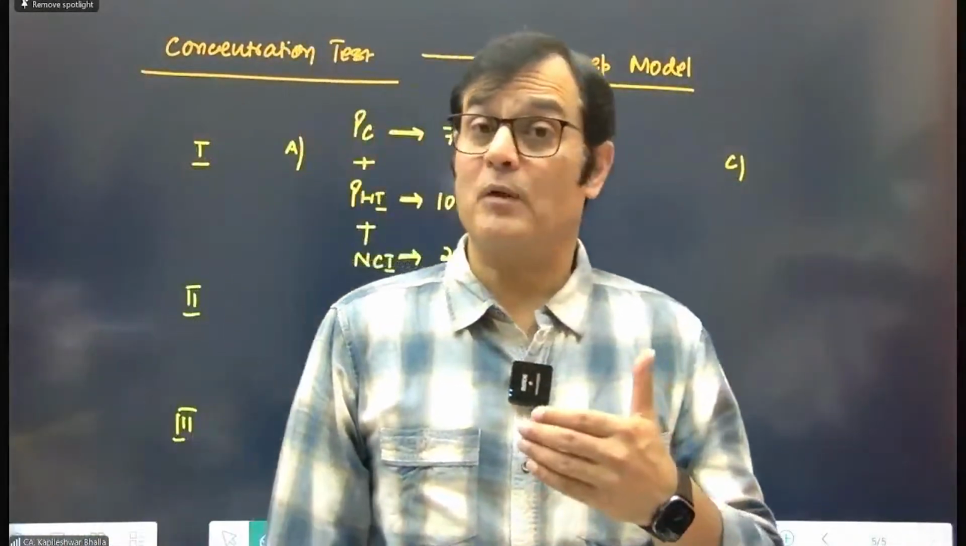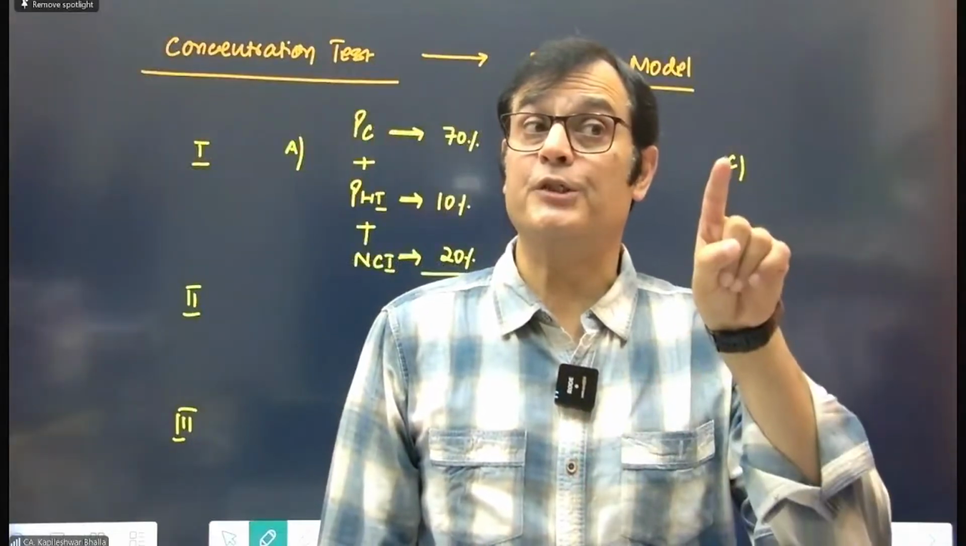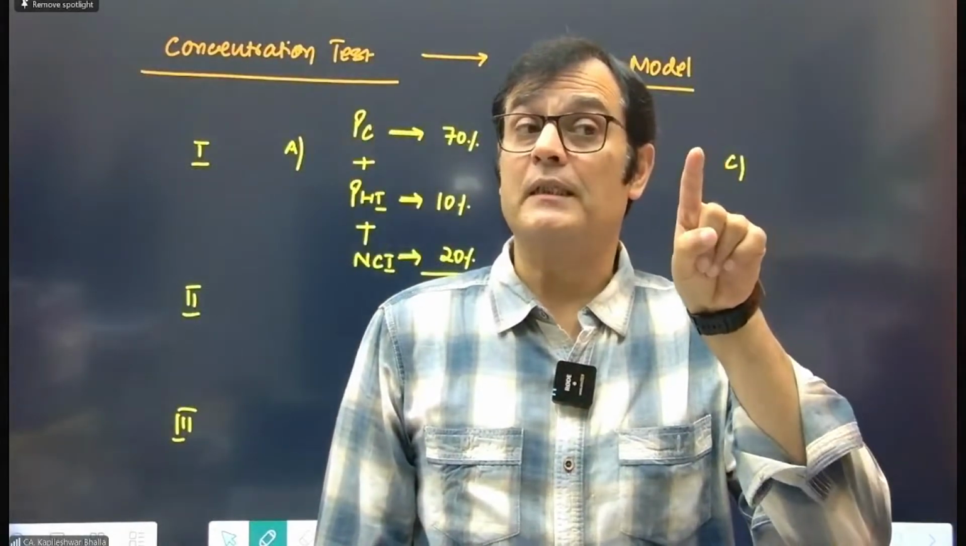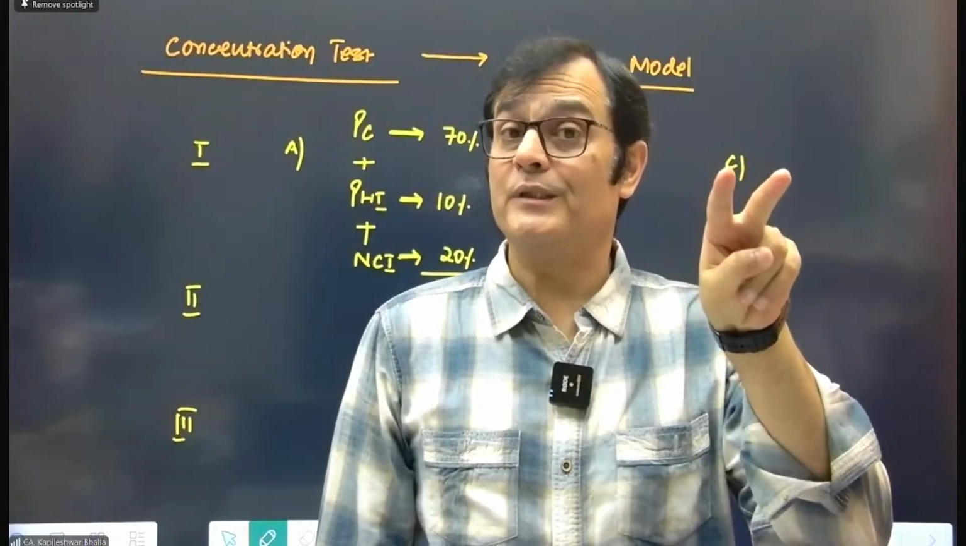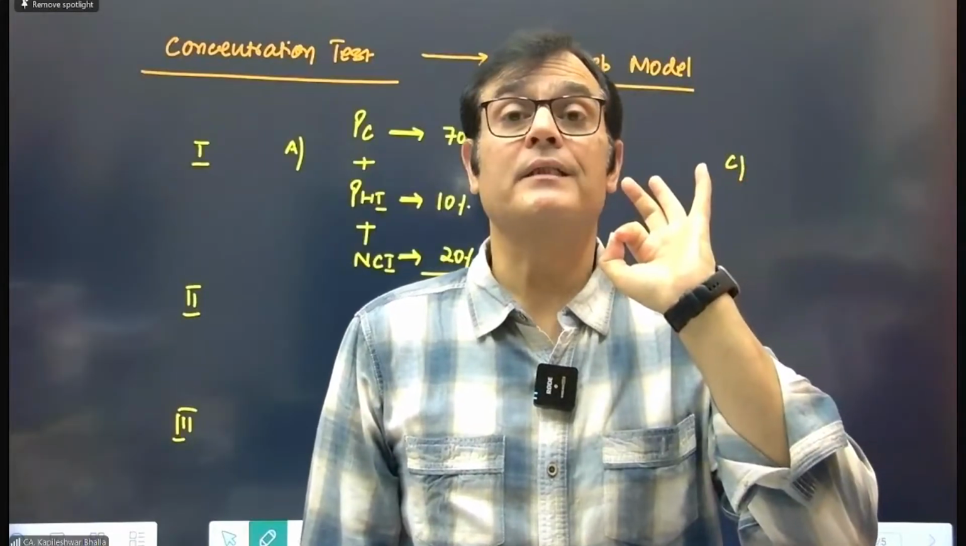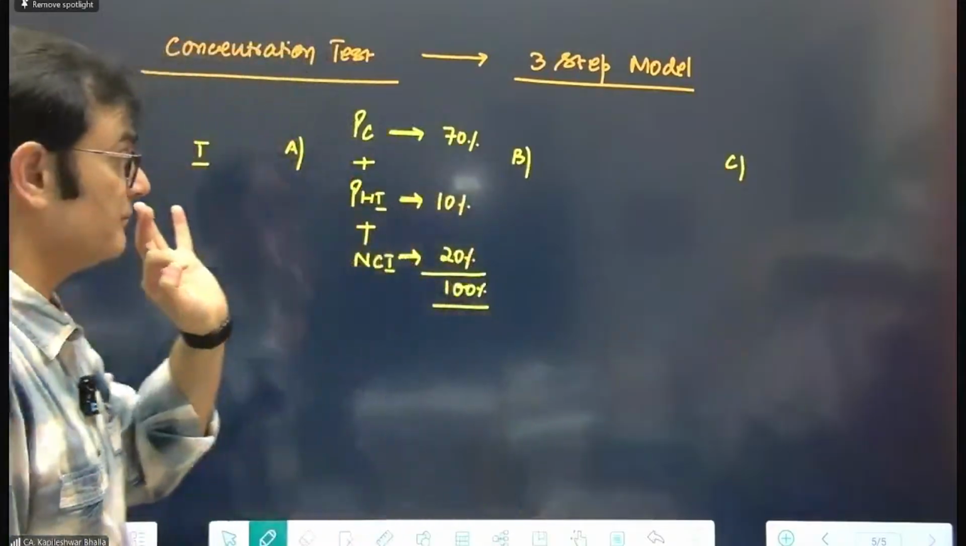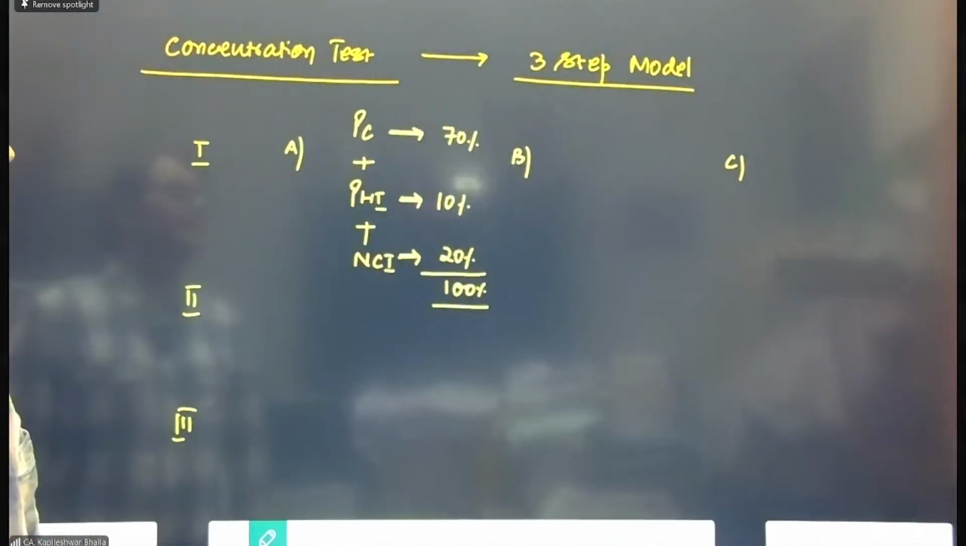So your first focus point in terms of step number 1A is to add up the 3 elements: the consideration which is paid now, the previously held interest, and the NCI, making the sum total 100%. Then we go on to step number 1B.